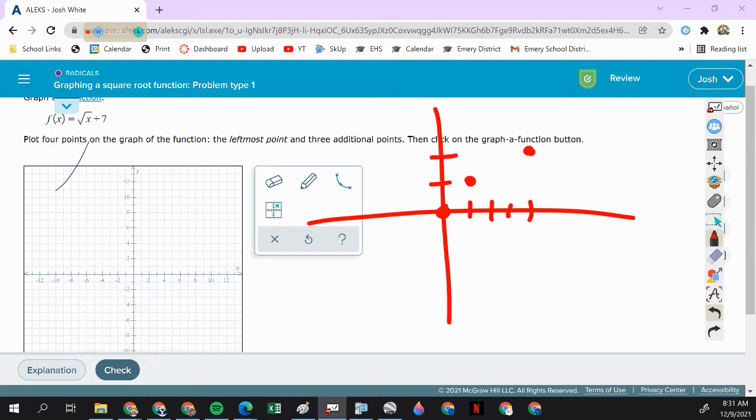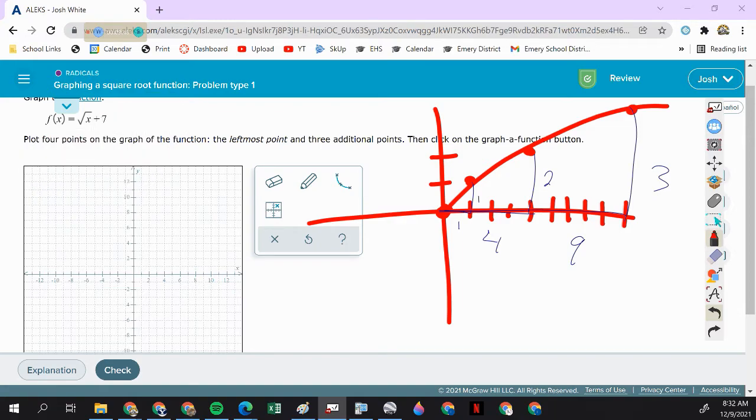And then what's the next one after that? 9. And what's the square root of 9? 3. So the first one is 1, 1. The second one is 4, 2. And the third one is 9, 3. Okay?